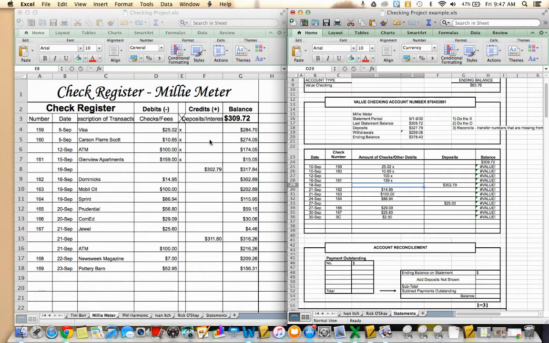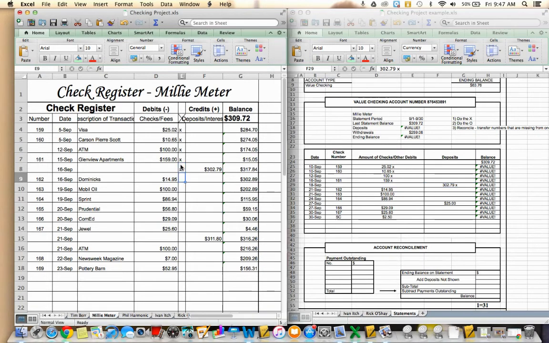Now 302.79 is a credit because it's a deposit. So I'm going to look in the deposit column, or the credit column, over here, and sure enough, it's there. So I'm going to put an X right by it. I would not put an X in this column right here, or you could, you just have to keep in mind what works for you visually to make sure you don't miss it later. So I put it next to the number. I would put my X in this box. 1495 I see in both places. 100 I see in both places. 86.94, check 164, I see in both places.